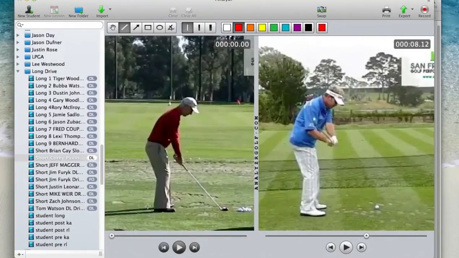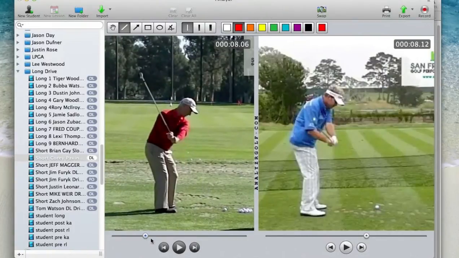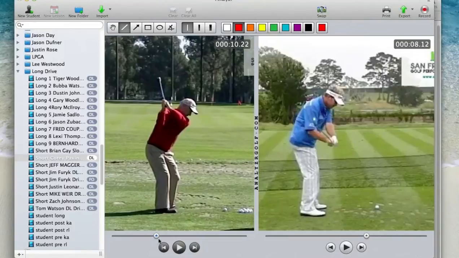And I'll show you some amateur examples where it's relatively common as well. This can be great for short game, because in the short game sequencing we want the lower body and the upper body to kind of match themselves and work together. But if we're talking about creating power and creating speed, it's definitely not the most ideal way.